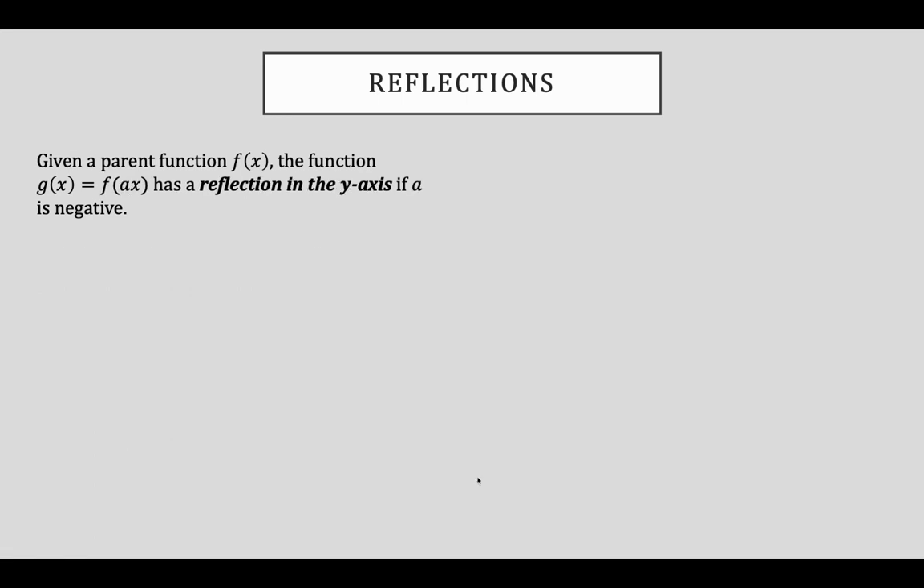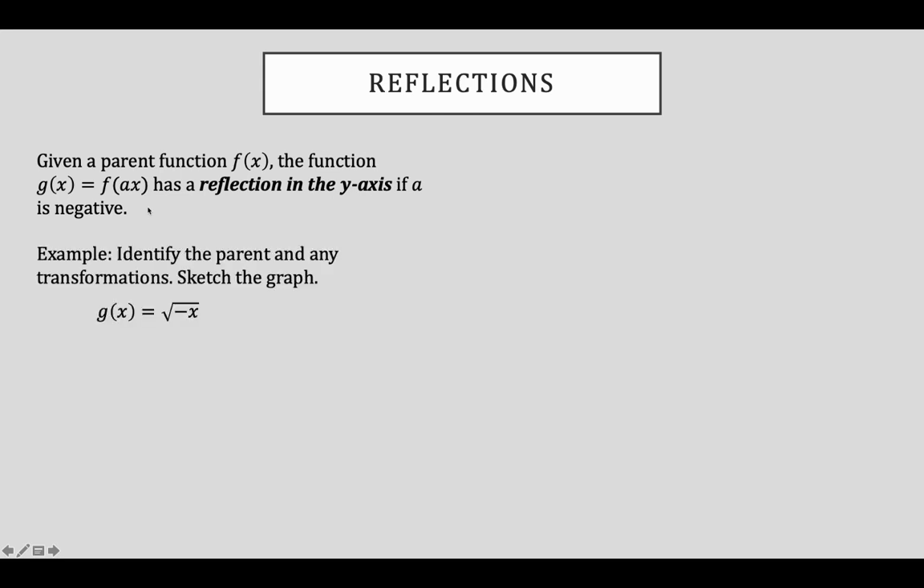Our last transformation here: given a parent function f of x, the function g of x is equal to f of a times x has a reflection in the y-axis if a is negative. Now, a is a constant multiple that is inside of the parent function. As we discussed earlier, this constant multiple also controls our horizontal stretches and shrinks. However, in this case, if a is negative, that means that we have a reflection in the y-axis.